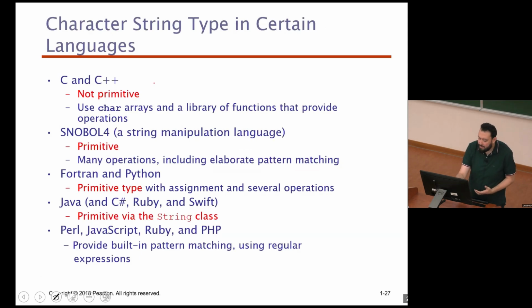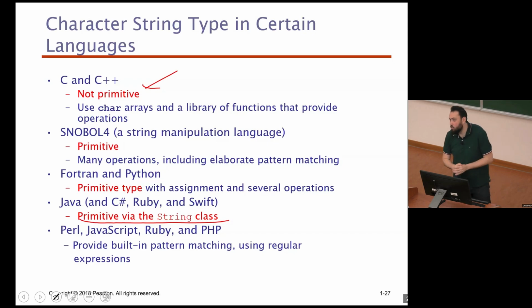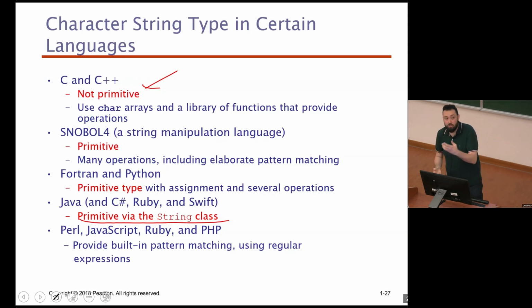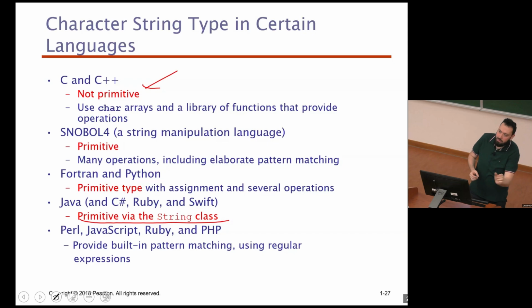A bit of summary. C and C++ are not primitive. Snowball, primitive. Python, primitive. Java, it's primitive-like. So if I ask you, is Java primitive or not primitive, you're going to choose primitive. But if I give you three options, primitive, non-primitive, or primitive-like, you're going to go with primitive-like. What do you mean by primitive-like? Java creates a class called String that deals with it, but you can treat it as a primitive. So it acts like a primitive, but it's through a class called String. Then you have JavaScript, which we're going to talk about in a bit.